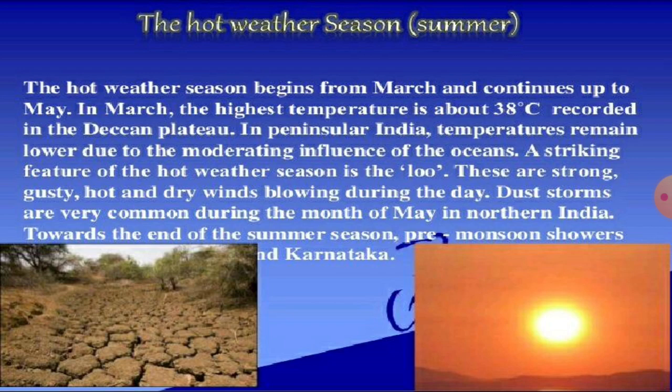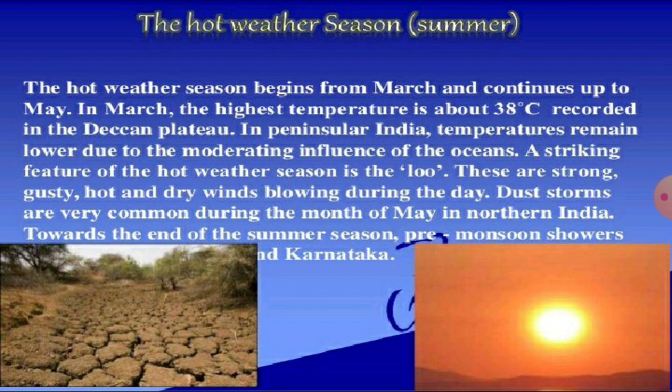Now let us talk about the hot weather season. The hot weather season begins from March and continues up to May. In March, the highest temperature, about 38 degrees Celsius, is recorded in the Deccan Plateau. In peninsular India, the temperature remains lower due to the moderating influence of the oceans. I told you about distance from the sea, a climatic control, in the previous part. This is the reason. A striking feature of the hot weather season is the loo.